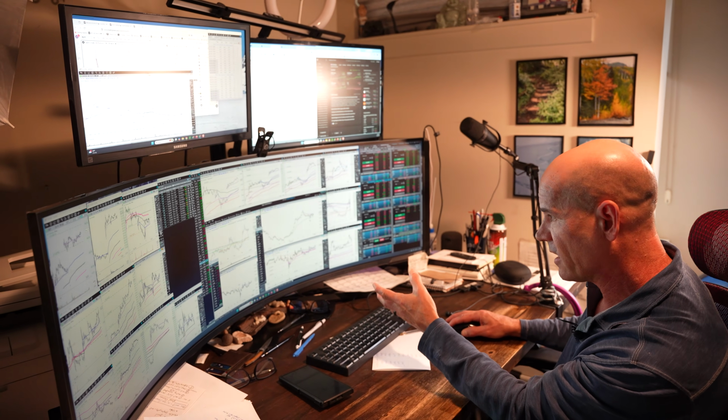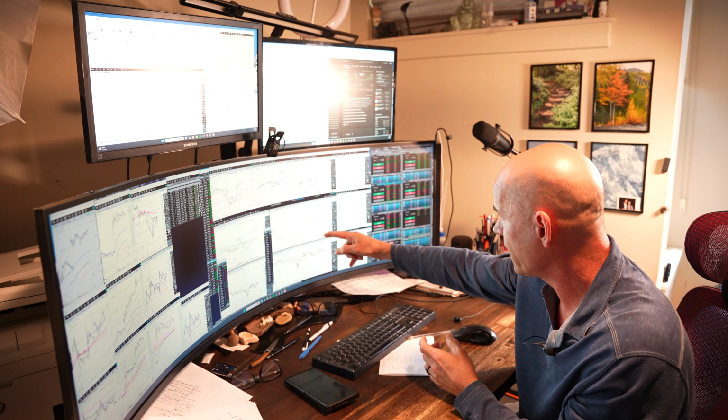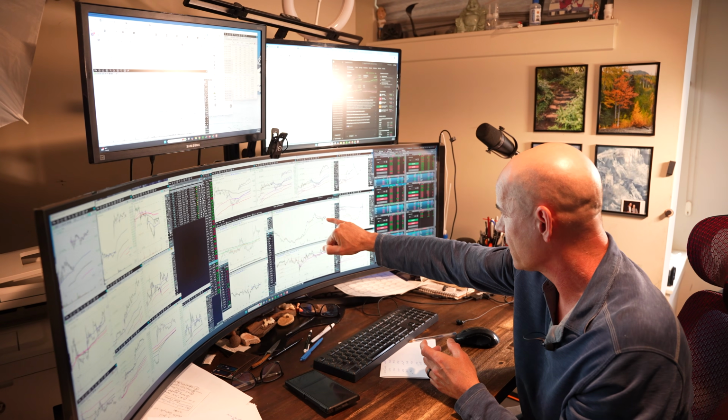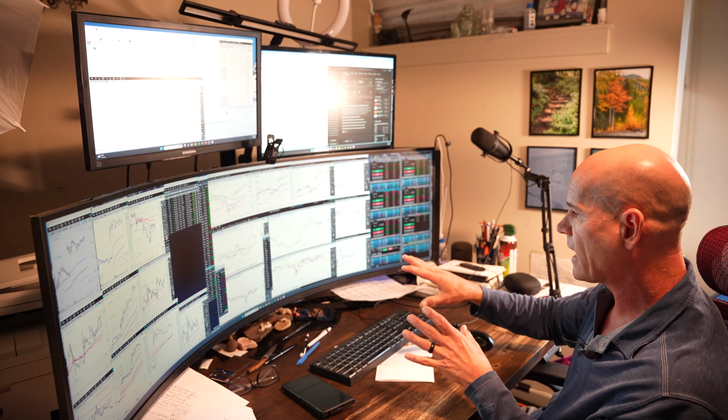So Crocs is looking like it's starting to set up. Here's one I have an eye on. You can see it's pulled back to the 20. The 5 days flattening out. I've got this little level of supply right here, this little level of resistance. So that's how I kind of look at it.